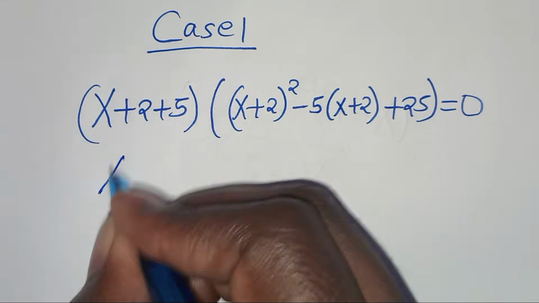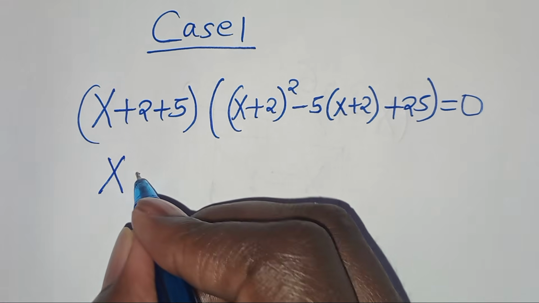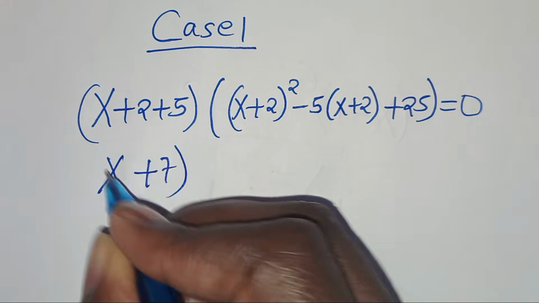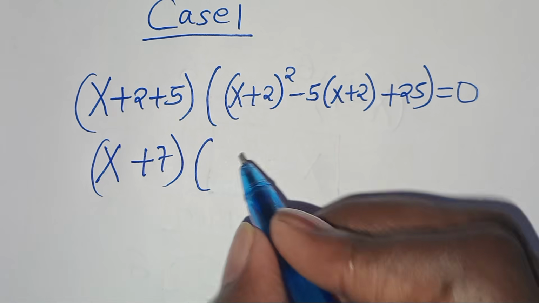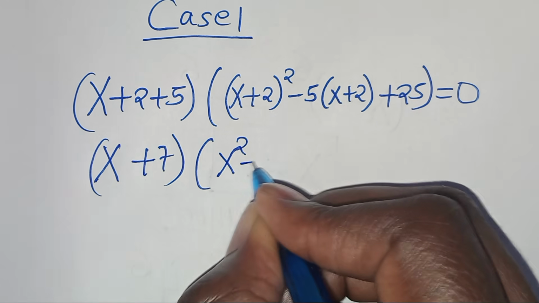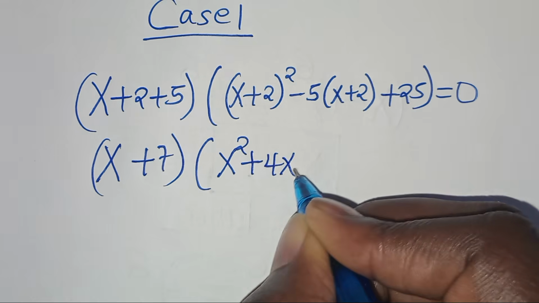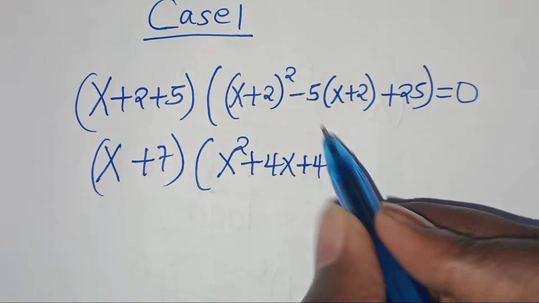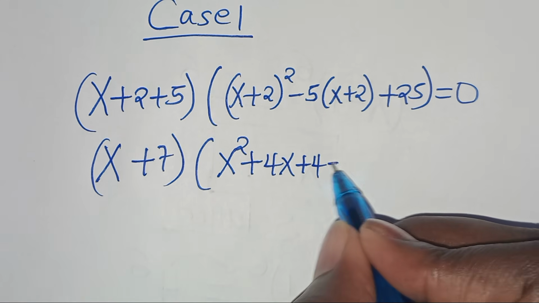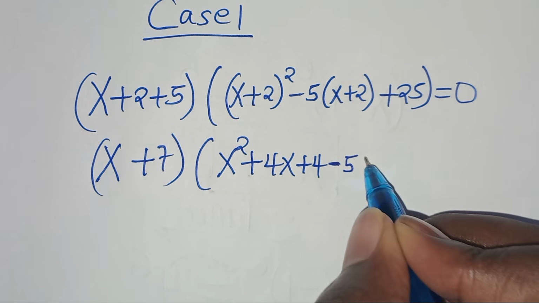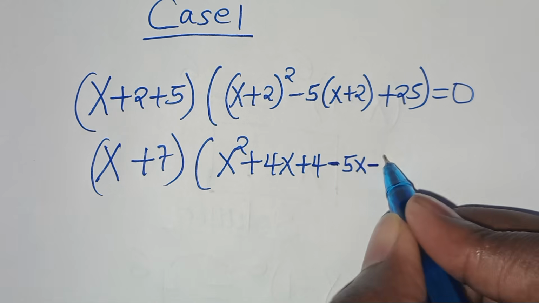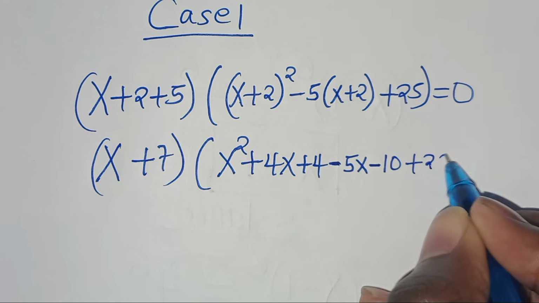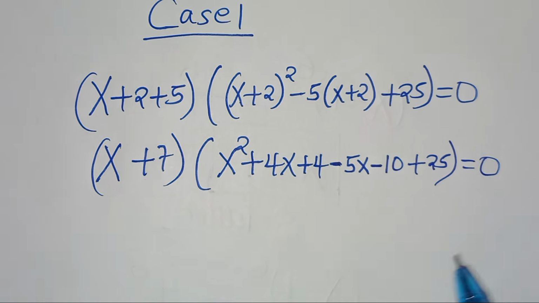Now we have x plus 2 plus 5, which is 7, so we have (x+7) times the parentheses. (x+2)^2 is x squared plus 4x plus 2 squared, which is 4. Then let's open the parentheses here: minus 5x, negative 5 times plus 2 is negative 10, then plus 25. This is equal to 0.